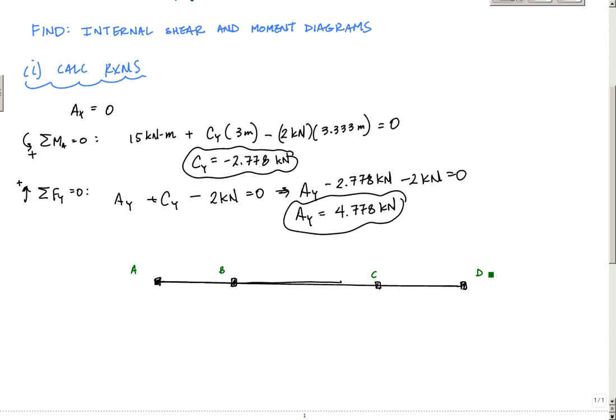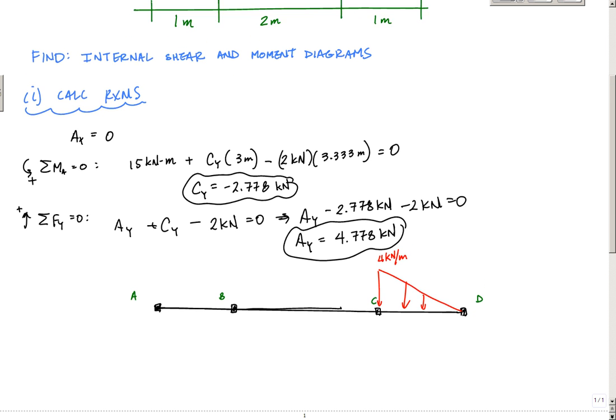And I didn't draw in the supports. I just want to draw everything replaced by forces, moments, and distributed loads here. So I've got this linearly distributed load that was 4 kilonewtons per meter right there. I have a reaction here. Now I'm going to draw this in the correct sense.